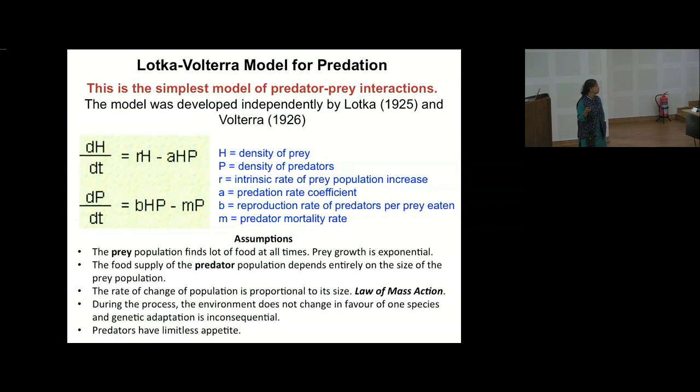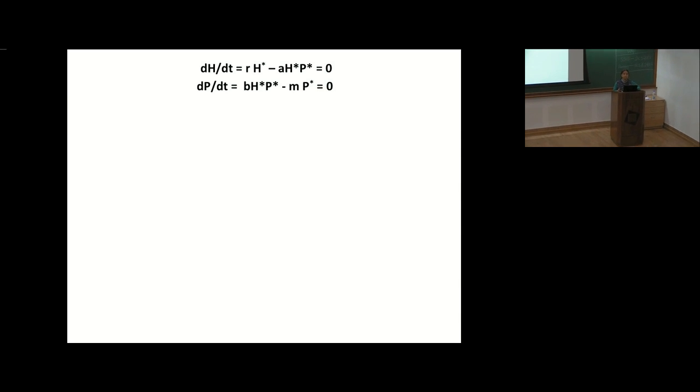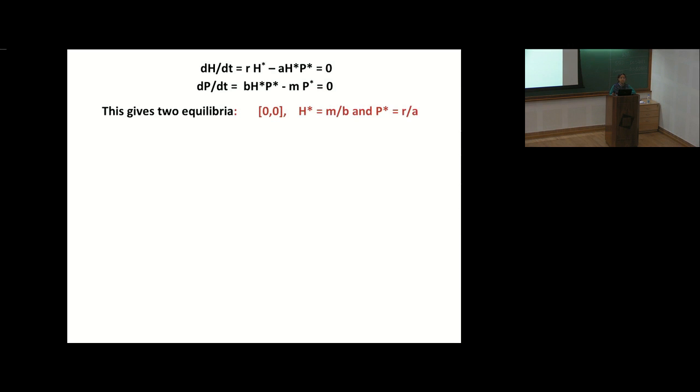Of course, one of them is zero. Don't forget zero, zero. It has completely different stability also. Did you get these two? Okay, now here is H star and P star, and you have got the form: H star is M by B and P star is R by A.